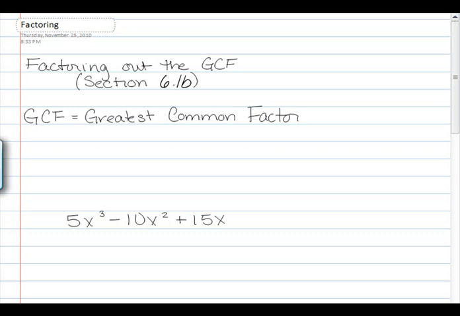We're going to start this class by reviewing for factoring. So we're going to talk about 3 different types of factoring. We're going to talk about the greatest common factor first. Then we'll talk about factoring trinomials, and then we'll talk about solving by factoring.